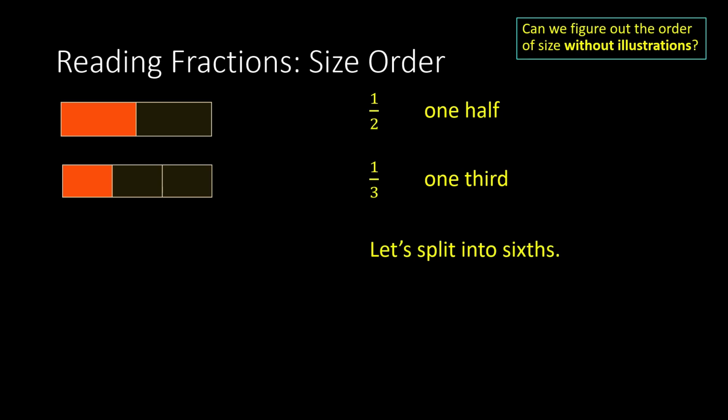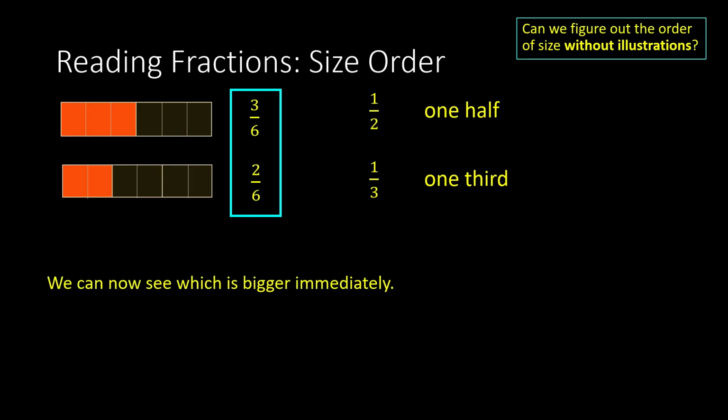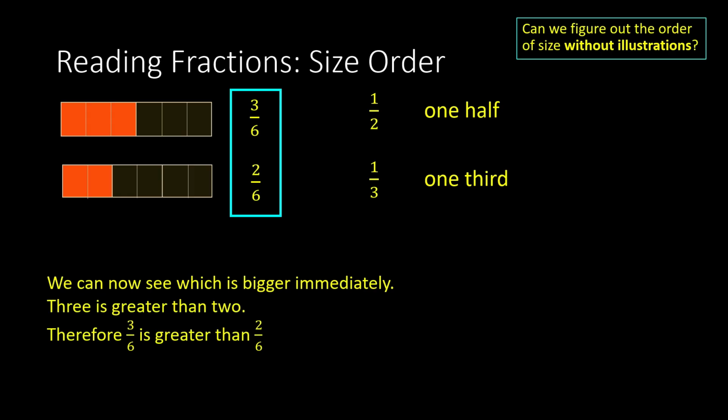Let's split these into sixths, so 6 pieces for each of these. Now, 1/2 can also be called 3 over 6, and 1/3 can be called 2 over 6. Now that we have a common denominator, it's much easier to put in order of size. And we can see now which is bigger immediately. Clearly, 3 is greater than 2, and therefore 3 over 6 is greater than 2 over 6.